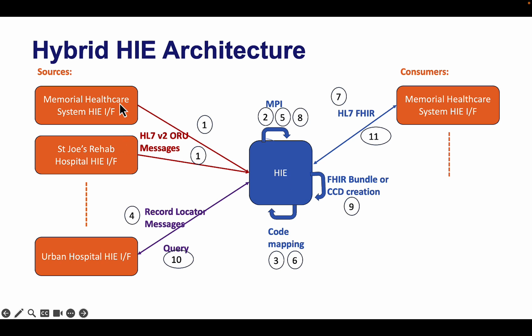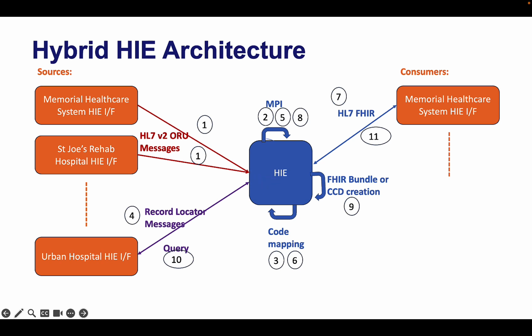Once all that data is there, the HIE is going to have an input module, and that input module can consist of taking the messages and mapping them to an MPI so that the HIE is able to map information from both Memorial as well as St. Joe's to the same patient. Also, as part of this input module, there's going to be a code mapping algorithm. We're going to take any local codes, either from Memorial or St. Joe's, and map them, hopefully, into LOINC and SNOMED and ICD-10 so that they can find the information again later when they're actually looking for it.